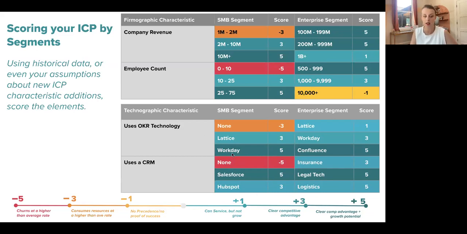And that also protects against if there's a blank. If we have no understanding of an OKR technology, we don't score them as a -5 because we don't know. It's just a blank. It's just a 0, and we won't ding them for it, but we also won't add value to them until we have a little bit more information.